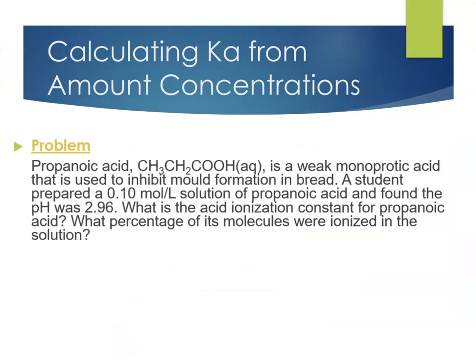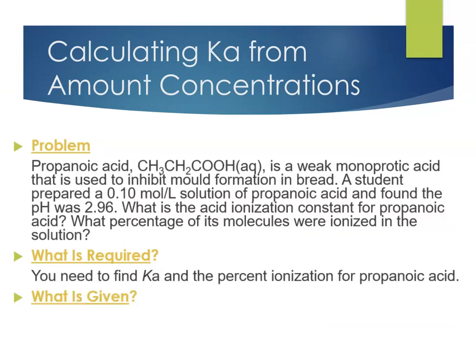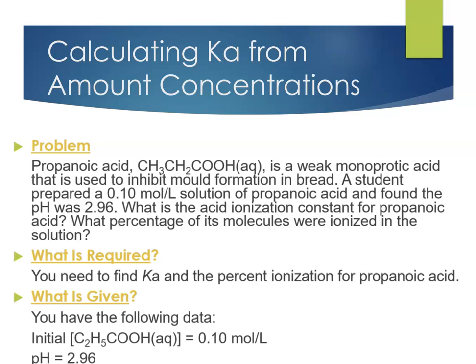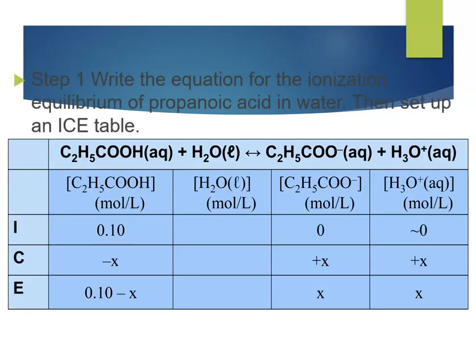One of the types of questions that you will do with acids is you may be asked to calculate the acid ionization constant with concentration and pH values. When given concentrations, they will correspond to the initial value for the acid.